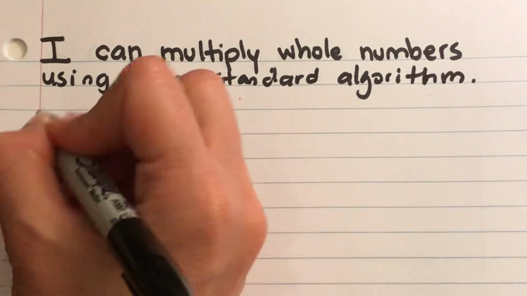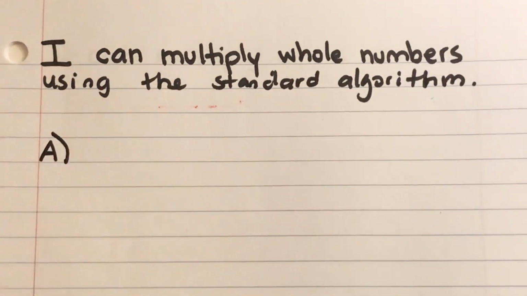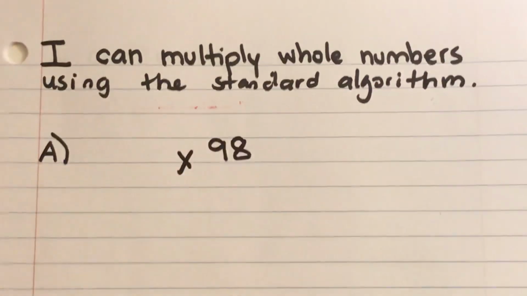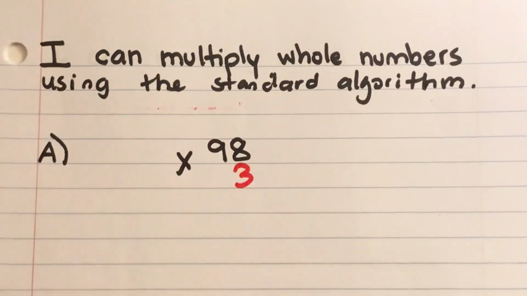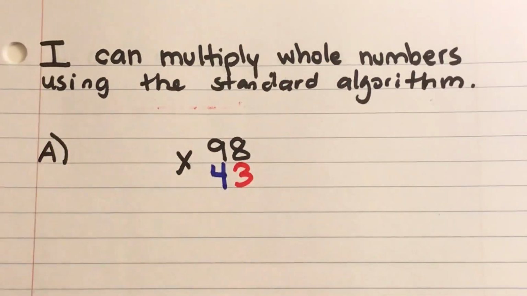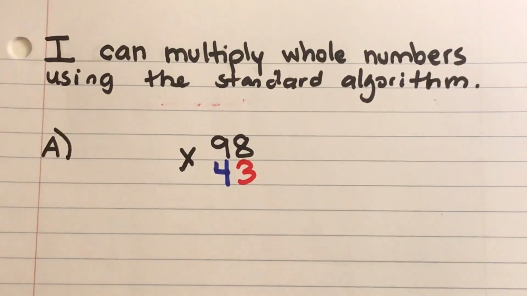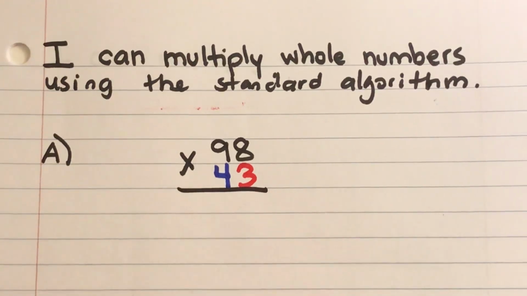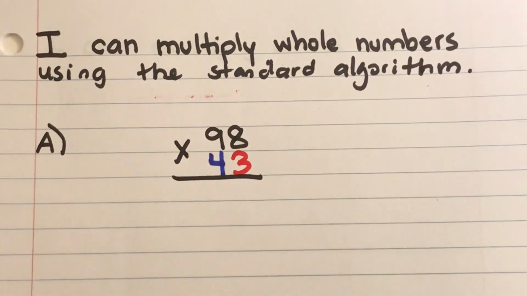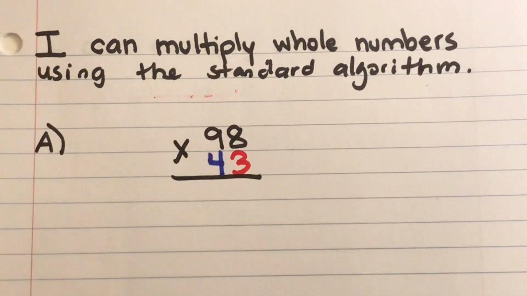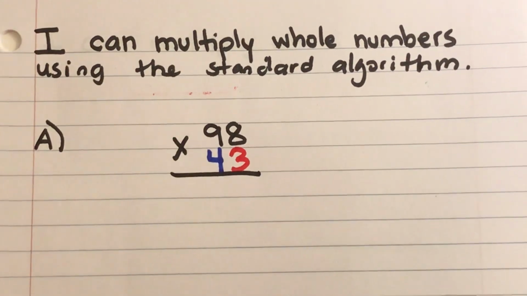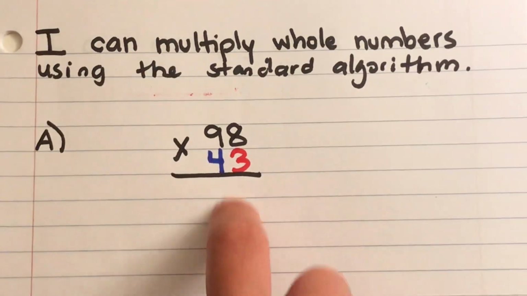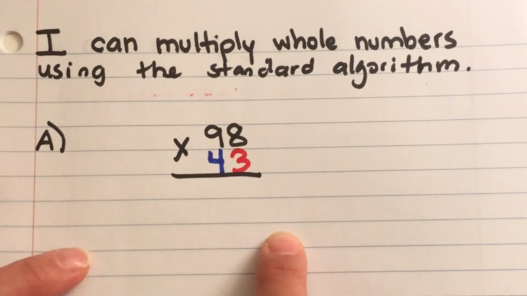So let's start with problem A. Let's do 98 times 43. And I wrote the 3 and the 4 in a different color because I'm going to look at the 3 and take note that the 3 is in the ones place value and the 4 is in the tens place value. I'm going to start with my ones to get a partial product, and then I'm going to add the two partial products and get a final product.